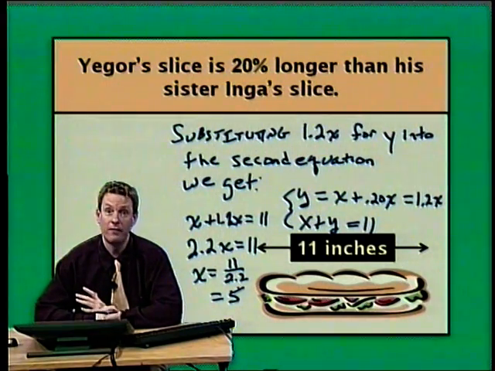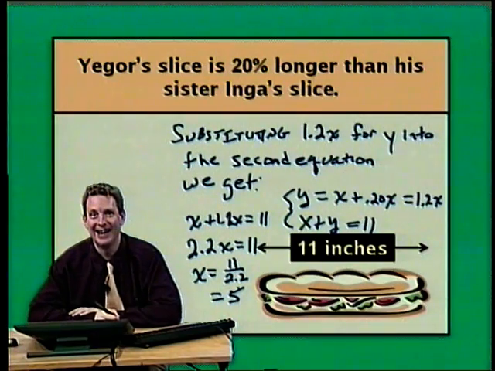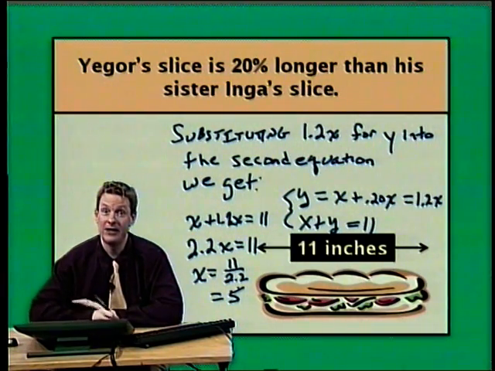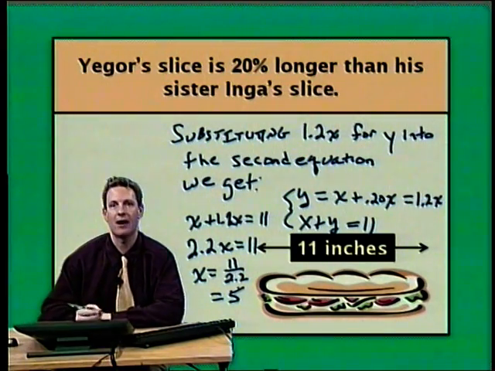Since the total of the two lengths needs to be 11 inches, I can figure this one out in my head. It must be that y, the length of Yegor's slice, is 6 inches. Let's make sure all this makes sense in the context of the problem.